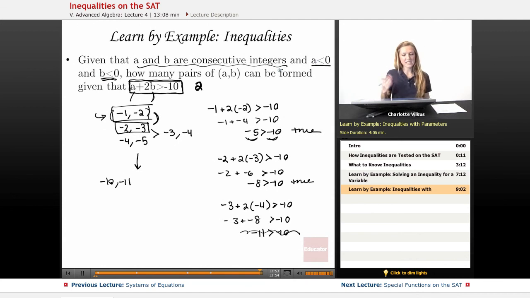And these are pretty reflective of the types of inequality questions that you would expect to see on your SAT. You'll see a few if you go through the College Board Blue Book.